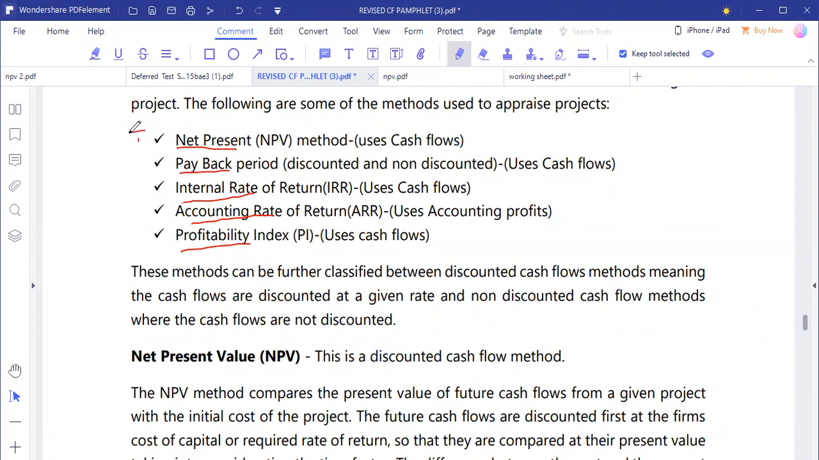So we have 1, we have 2 here, that is the payback. We have number 3, which is the internal rate of return. Then you're getting down to number 4, we have the accounting rate of return. And then number 5, we have the profitability index.